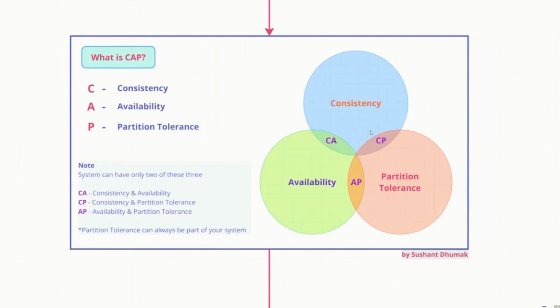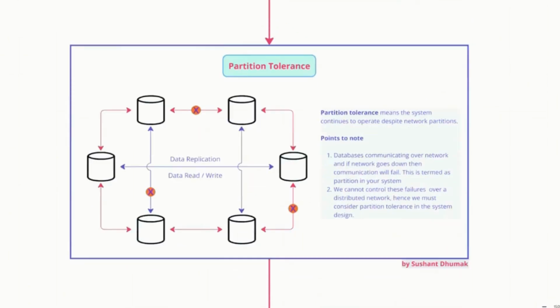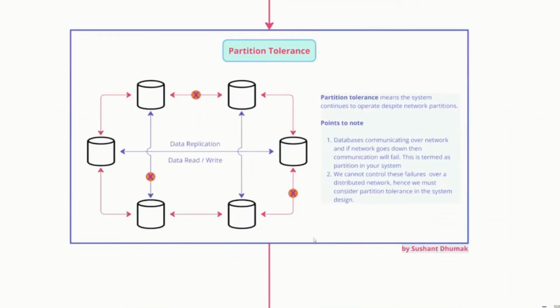So mostly we design for CP or AP, that is consistency and partition tolerance, or availability and partition tolerance. Let's understand in depth what exactly partition tolerance is. Maybe consistency and availability we have already seen, but we will also look at those two topics. Okay, so let's understand partition tolerance first. Just look at this diagram. Partition tolerance is two different words, so we need to understand what exactly partition is first, and then what is tolerance.